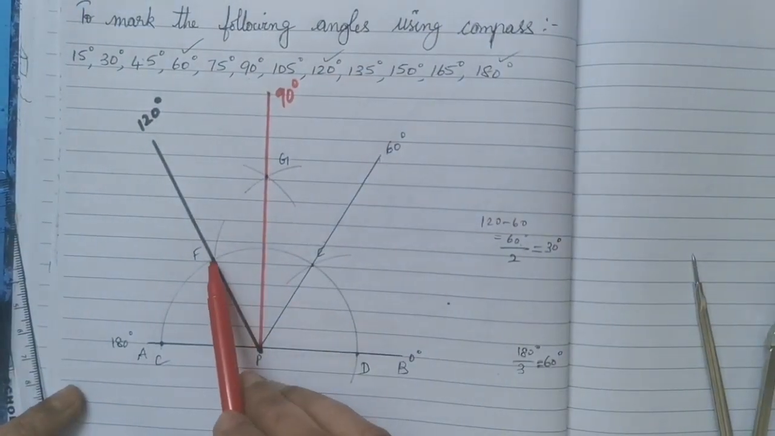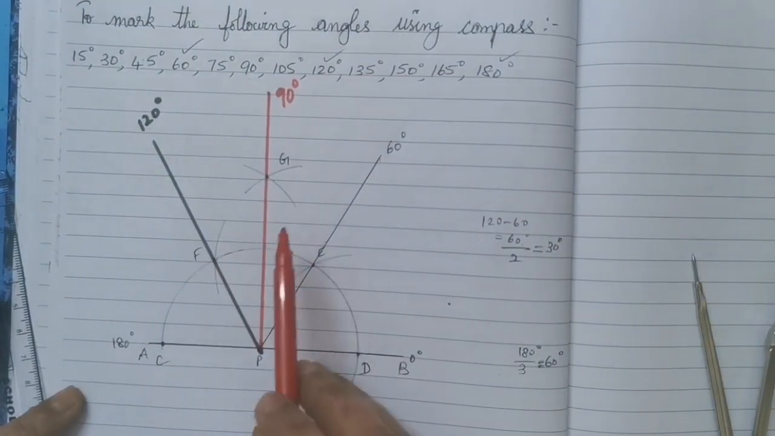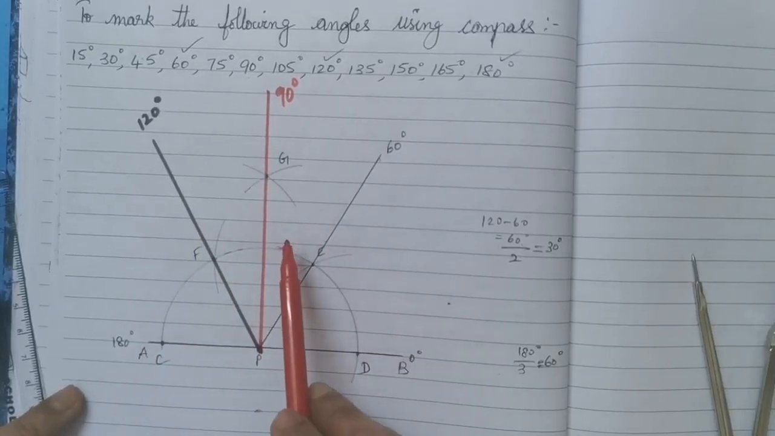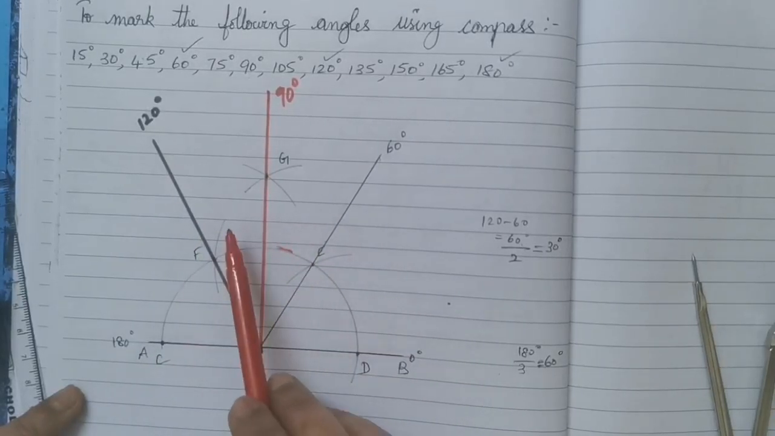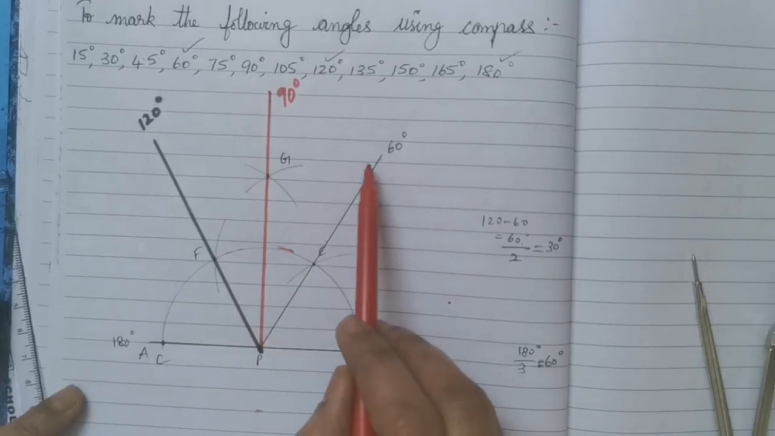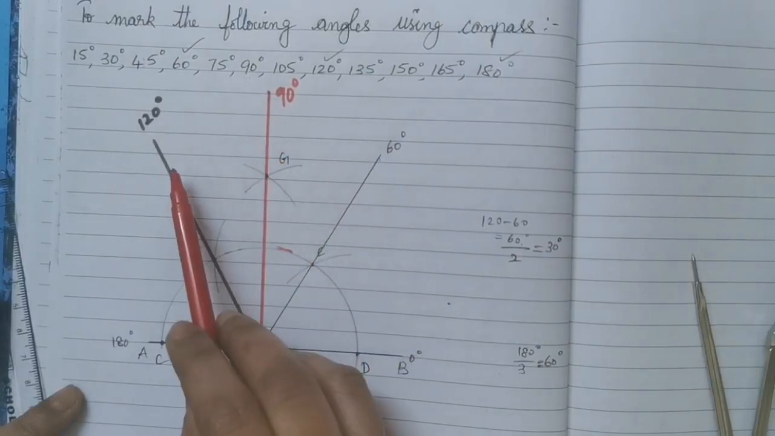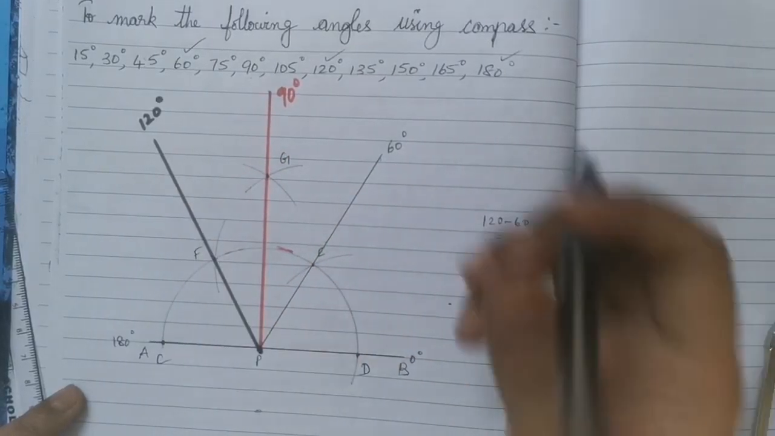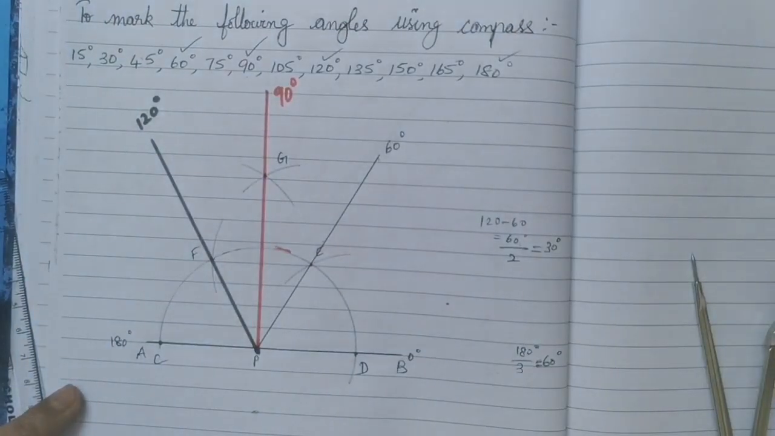So what did I do? I divided the 60 degree into two parts. So each part is 30 degree. This part is 30 degree and this part is 30 degree. So 60 plus 30 is 90. 90 plus 30 is 120. So now I am done with 90 degree.